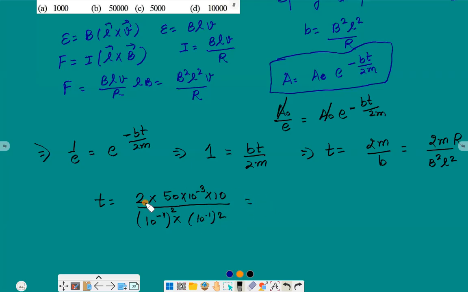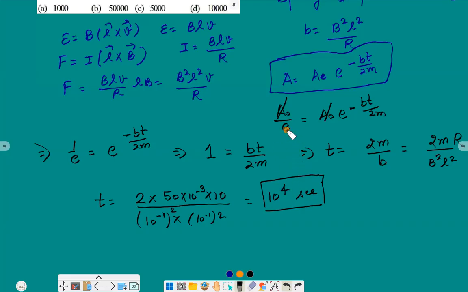So this will be 50 into 200 into 10,000. So this whole term gets cancelled, and we will have 10 raised to power minus 2, 10 raised to power minus 2. So it will be 10 raised to power 4 seconds. So the time it will take to reduce the amplitude to 1 by e times the original amplitude is 10 raised to power 4 seconds.